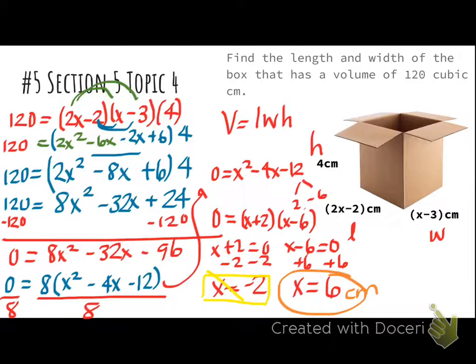So if we go back and sub in 2 times 6 minus 2, that's 10. And then 6 minus 3 is 3. Sorry, I misspoke earlier, this is 6 minus 3, which is 3. And then we had a height of 4. So when we multiply length, width, and height, we end up with 120 centimeters cubed.